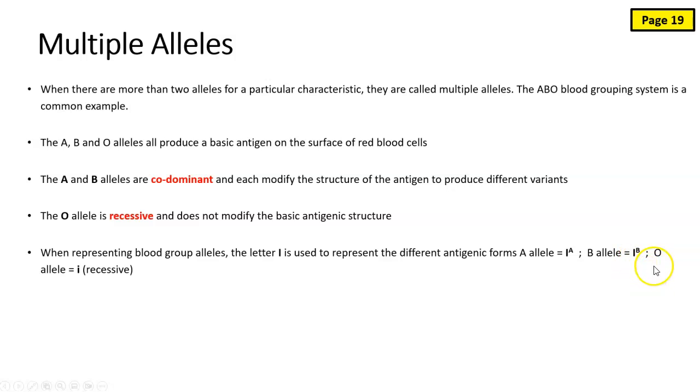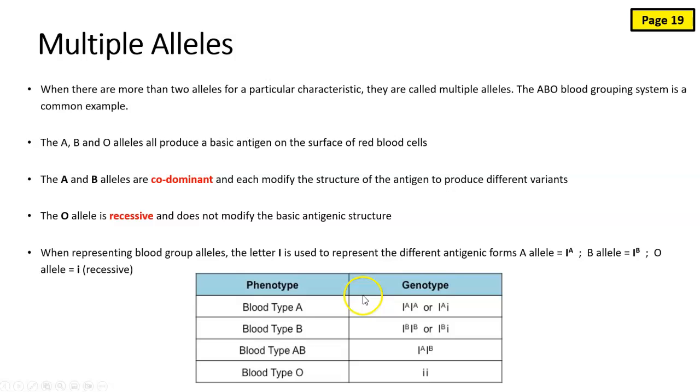For blood group B, it will be I superscript capital B. However, when we need to write the allele for blood group O, it gets given a lowercase i, because blood group O is recessive to all others. So if we had to write genotypes, this is what they would look like.